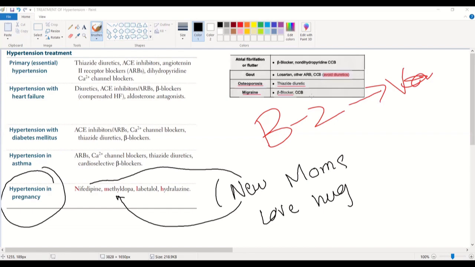Drugs used in diabetes mellitus are ACE inhibitors, calcium channel blockers, and thiazide diuretics, right? Yes. Okay. So the most important are ACE inhibitors or ARBs. We already discussed the mechanism of ACE inhibitors and ARBs. We already discussed the mechanism of the calcium channel blockers, thiazide diuretics, and beta blockers, right?